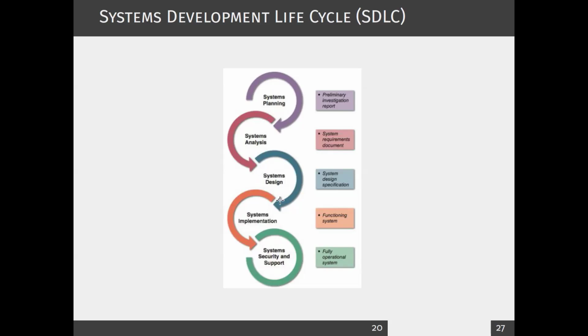Then you have systems design, which is the design part of the software. So we have the system design specification. Once you have finished the design, you have to implement. So this is called a functioning system. And once we build the system, we have to keep on improving, keep on supporting. And the outcome is a fully operational system.